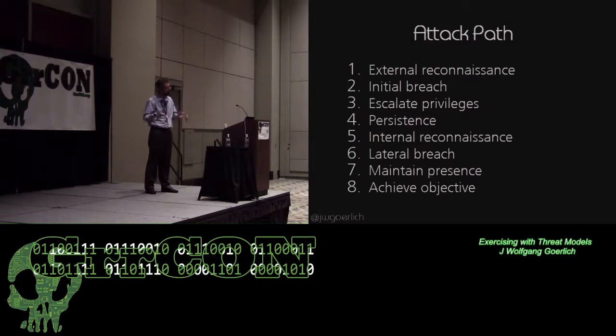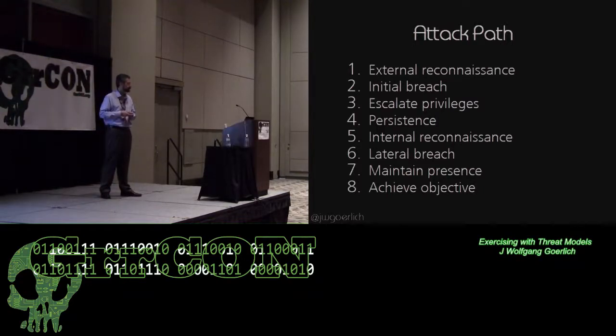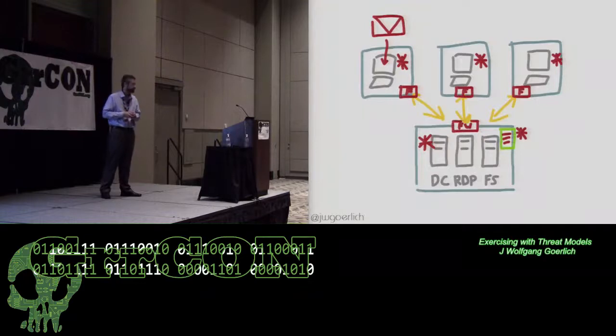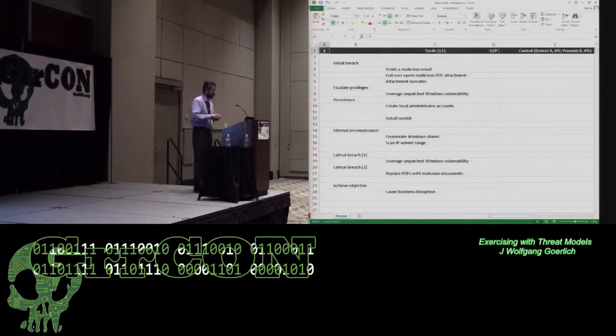Now, these stages can vary, right? Because if you're an insider threat, you're not going to need to do an external recon. You go right into internal recon. So we pick out the stages we need, and then we list the tactics accordingly. So if you think about that malware and you break it out, it'll be things like sending a malicious email, right? The user opens it, creating local admin accounts, installing rootkits, enumerating Windows drives, etc., etc.